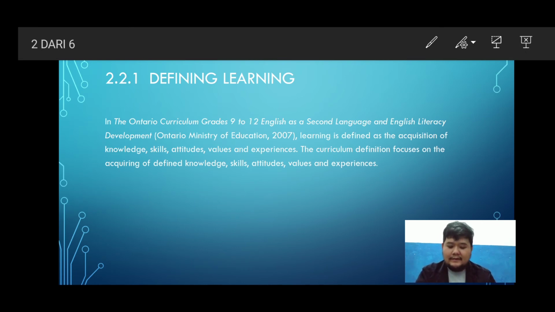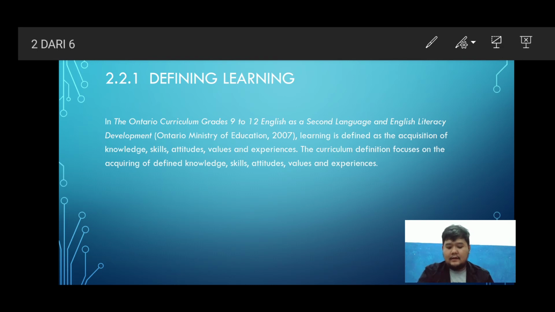In the Ontario curriculum grade 9 to 12, English as a Second Language and English Literacy Development, Ontario, Canada, Ministry of Education, 2007, learning is defined as the acquisition of knowledge, skills, attitudes, values, and experience. A more cognitive definition would describe learning as a process of formulating new and more understanding of the world, and as a process of revising and refining mental constructs. That is, the understanding that guides how we think, speak, and behave.